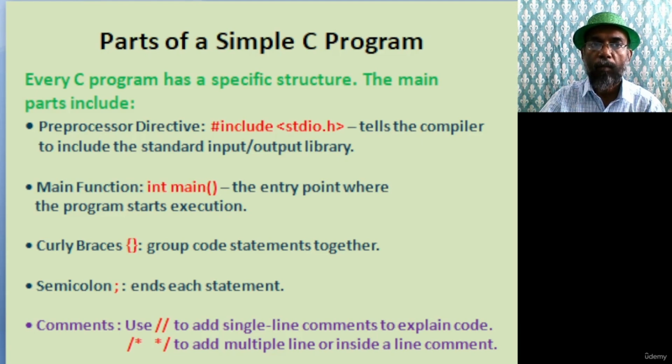First one is Preprocessor Directive. This is usually the first line. It starts with a hash. For example, #include <stdio.h>. This tells the compiler, hey, I need the standard input-output functions. Without it, functions like printf won't work.